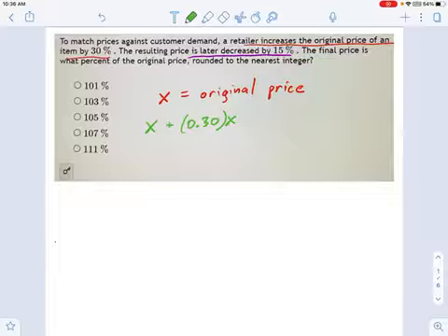That's the increased price. And a lot of people don't even do this step. They just skip right to it and say, well, 30% increase is 1.30. Here's how they make that jump. They say it's X plus 30% of X, and that's 1 plus 0.3. That makes 1.3. So here's the increased price.